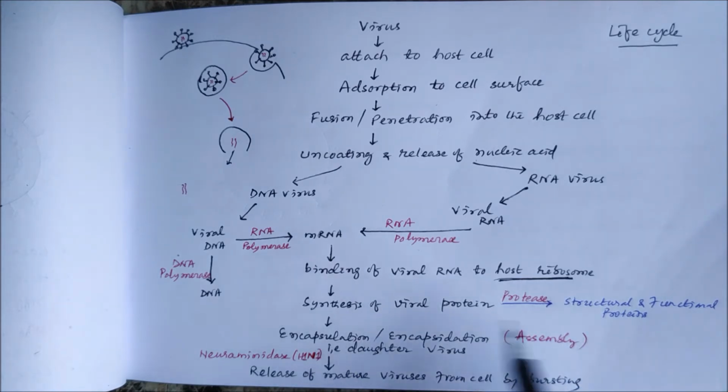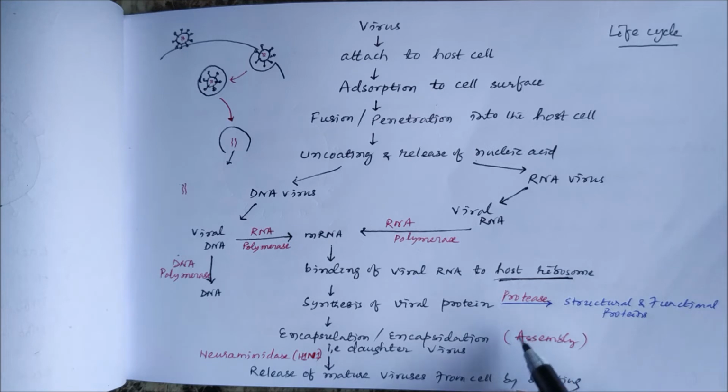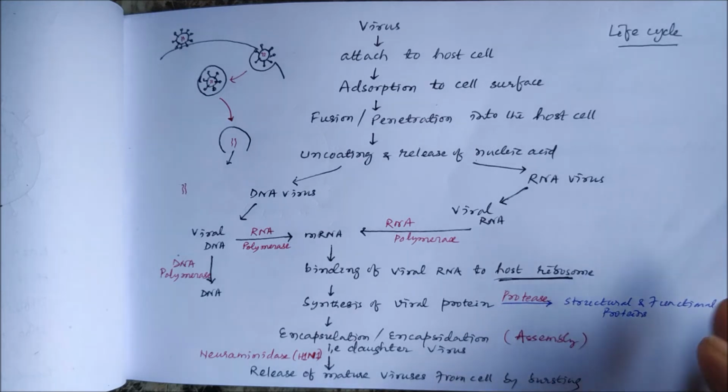There will be encapsulation, and a daughter virus will be formed, and then the cell will burst and the mature virus will be released. In case of H1N1 virus, that is swine flu virus, there is one enzyme called neuraminidase which helps in budding and release of the virus. And this protease is mainly present in HIV and also present in hepatitis virus.